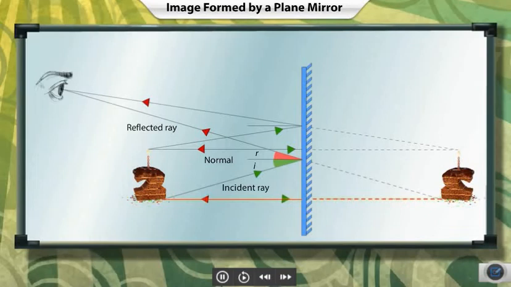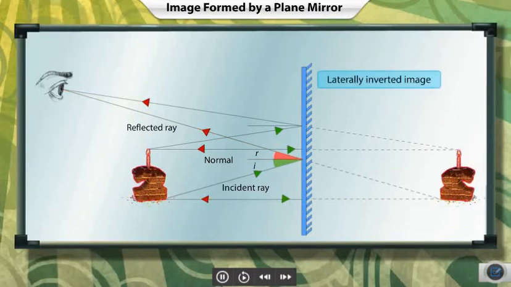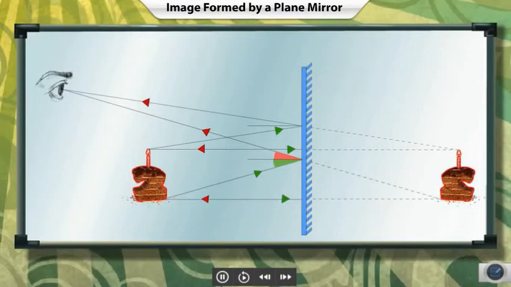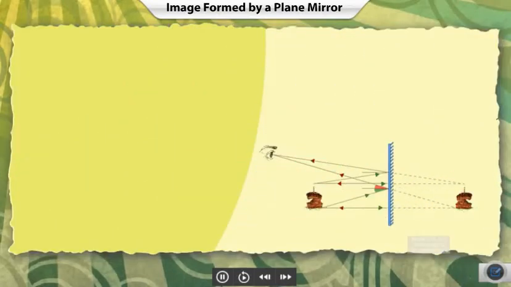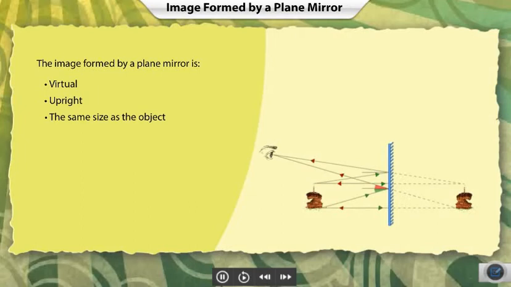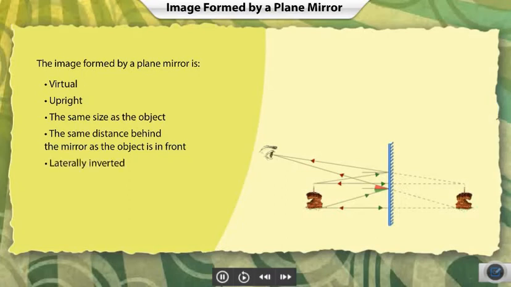Light rays are reflected from a plane mirror in such a way that the angle of incidence is equal to the angle of reflection. This is why the image formed in a plane mirror is always laterally inverted, or appears to be reversed from left to right. We've just learnt that the image formed by a plane mirror is virtual, upright, the same size as the object, the same distance behind the mirror as the object is in front, and laterally inverted.